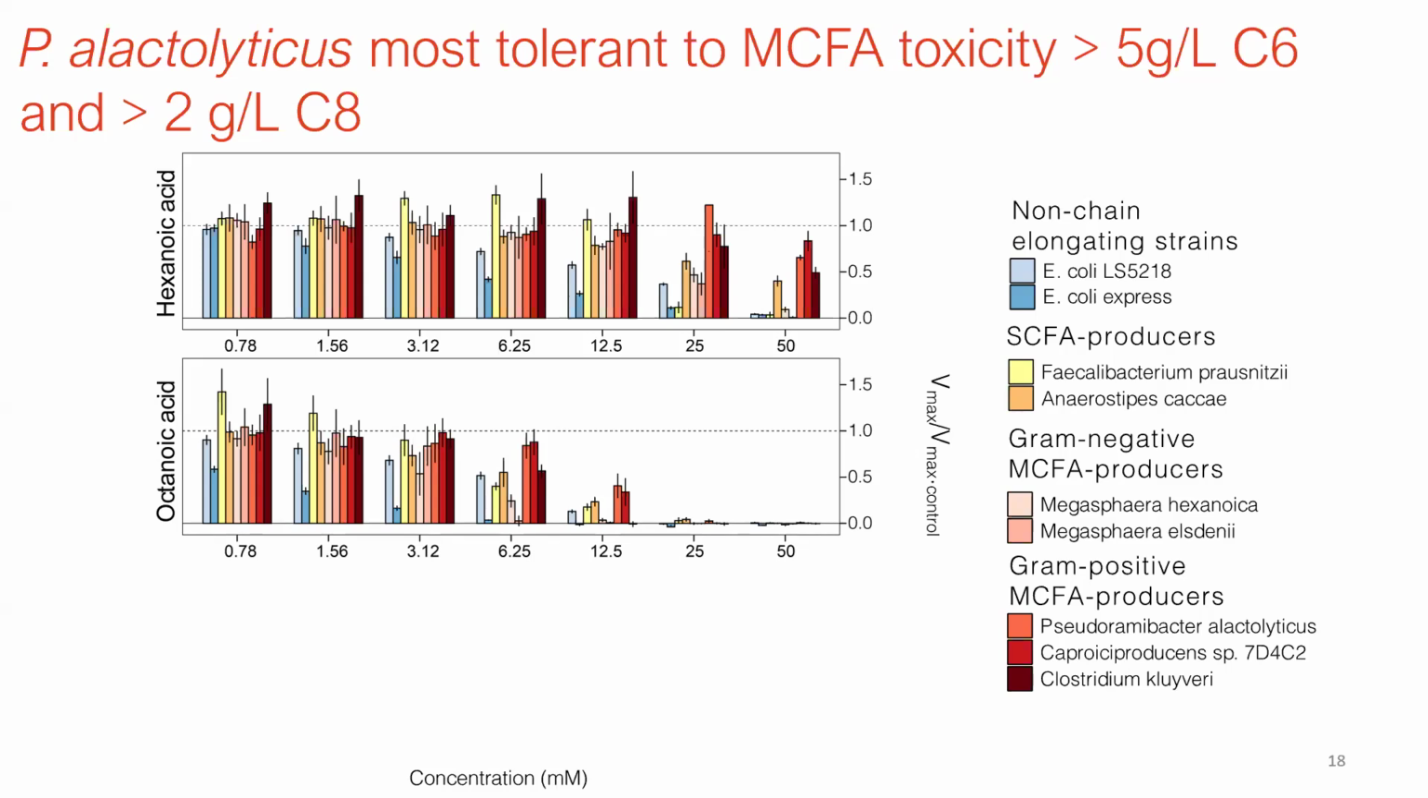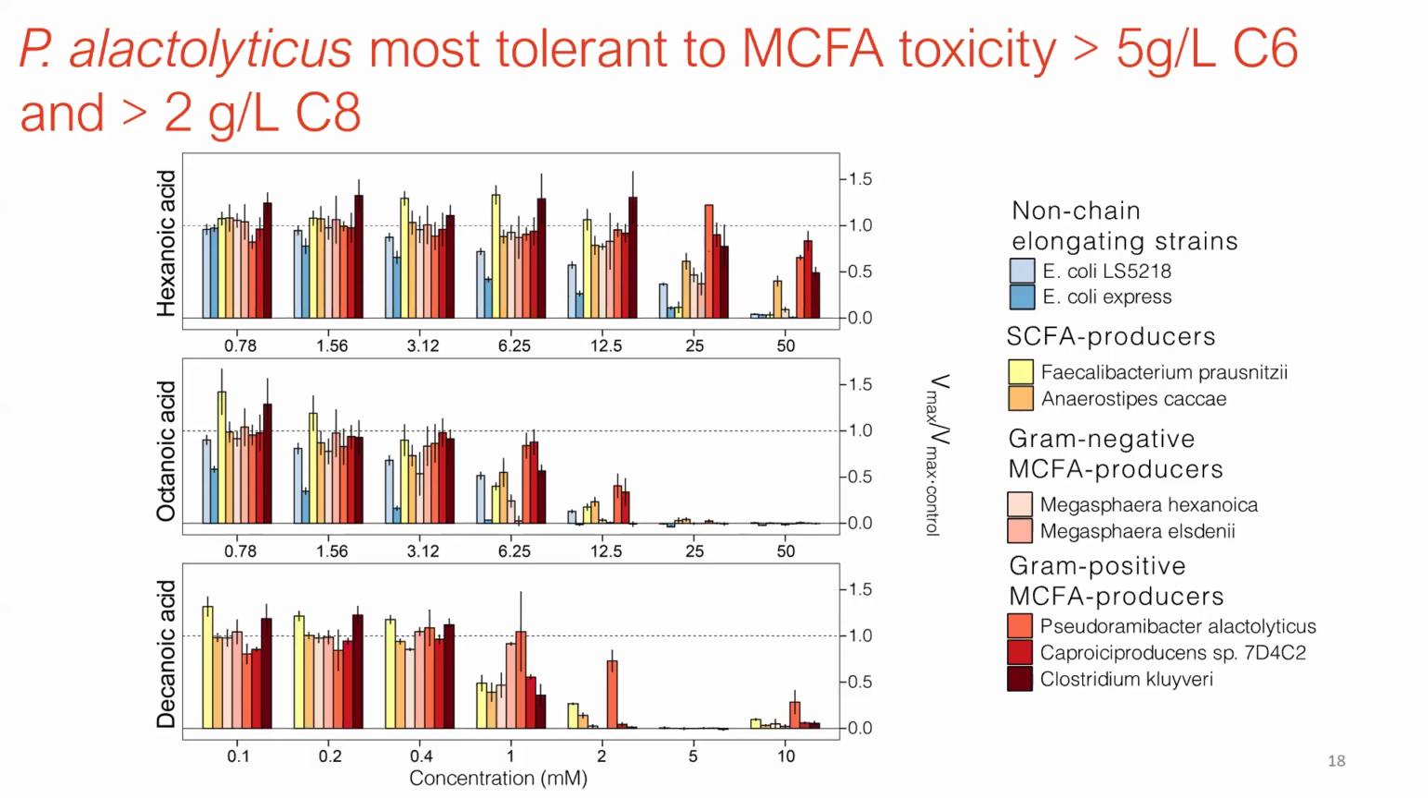We've also started to screen things like decanoic acid, so C10, which again is a product that they don't tend to make. What you can see here is that decanoic acid, especially if you look at the scales on the x-axis, is extremely toxic, even to the chain elongators. That might point to a mechanism as to why chain elongation naturally doesn't go beyond C8, which is something we've been looking at as a genetic engineering target.